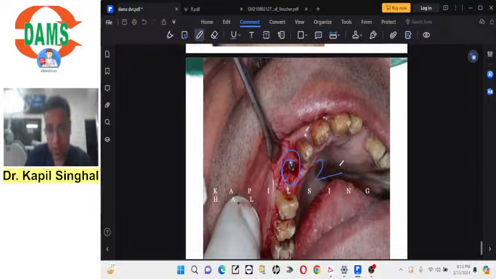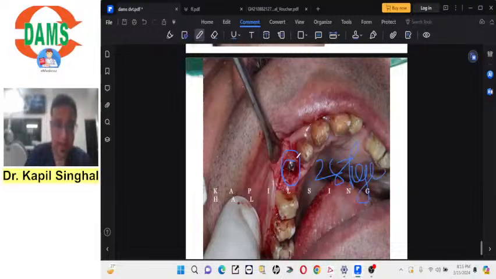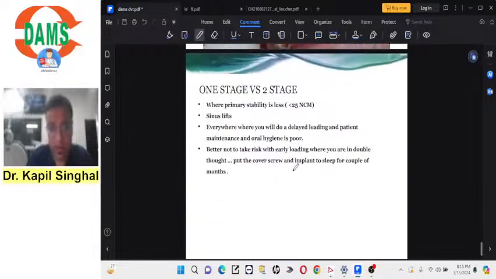So this is two-stage surgery because एक तो अभी मैंने covered screw लगाया है. एक 3 months के बाद I'll uncover it and I'll place a healing cap over it. So this is two-stage when I am putting a covered screw. So when do I do a one-stage or when do I do a two-stage? So two-stage is done when your primary stability is less torque.